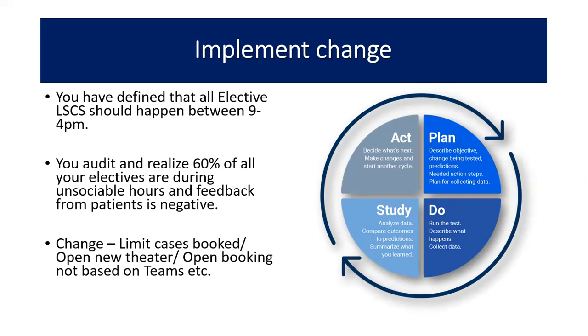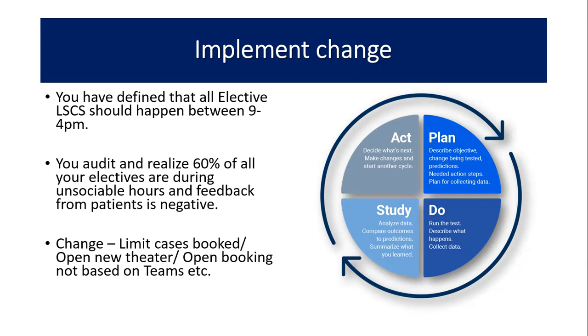So once you've identified the problem, you need to implement change. So you institute a quality improvement project to try and implement change. So you plan, you do, you study, and you act. So for example, you've defined that all your elective cesarean sections should happen between normal working hours, between 9 and 4 p.m. You audit and realize that 60% of all your electives are during unsocial hours, after 5 p.m., over midnight into dawn, and patients are giving you negative feedback. As a system, this is something that you need to look at, and you have to implement a change cycle.